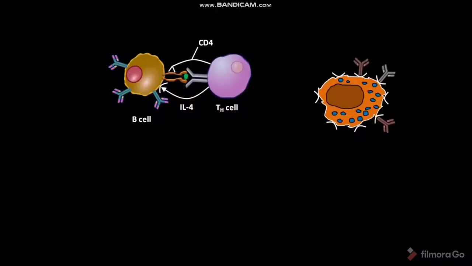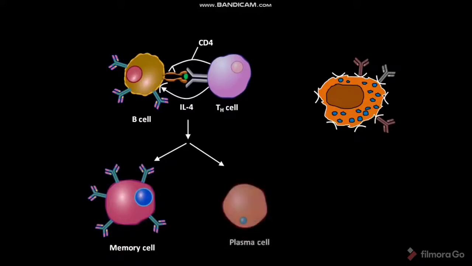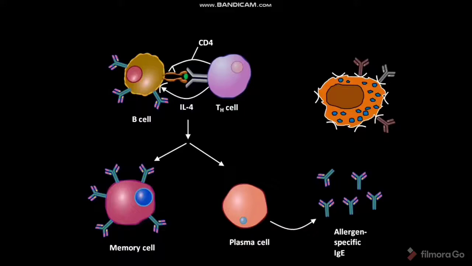The glycoprotein IL-4 stimulates the B cell to produce two types of cells. One is the memory cell and the other is the plasma cell. The memory cells persist in the body of the individual and can be converted anytime into effector cells by subsequent exposure to antigen. The plasma cell then produces antigen-specific IgEs.